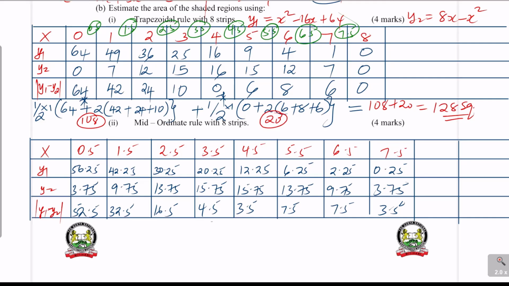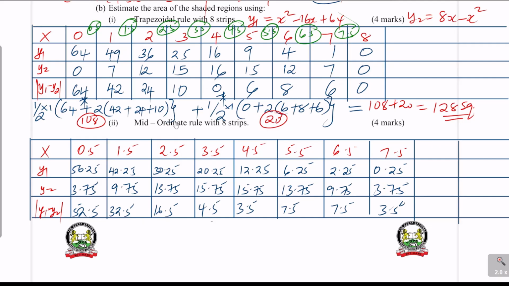Note that from 3.5 up to 7.5, when you subtract, you get negatives, but we ignore that. Remember, we are using these ordinates, and to get the area, you must get positive area. That is why you ignore instances where we have negatives. We only take the positive, the absolute values. Now it is time to use the Midordinate rule. Remember, we are doing it in parts.